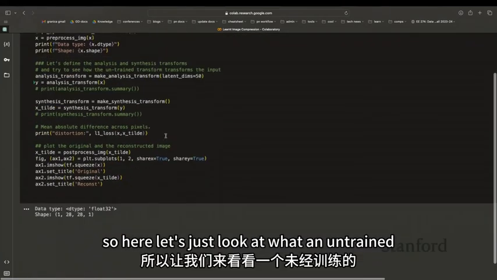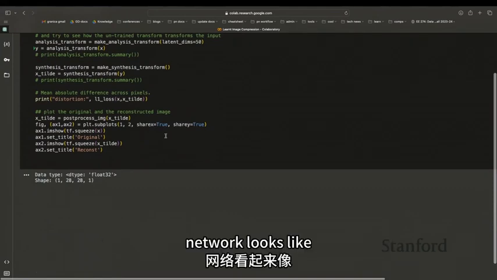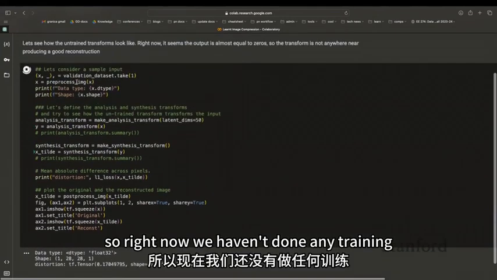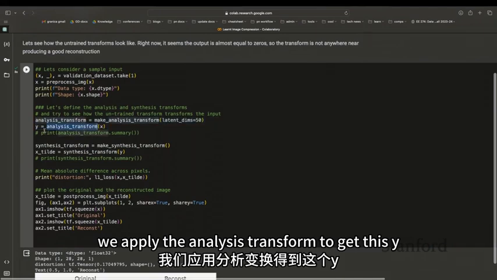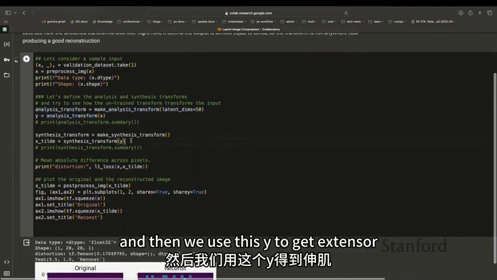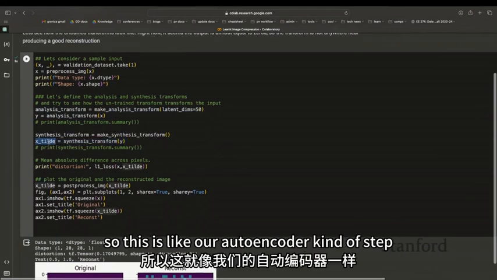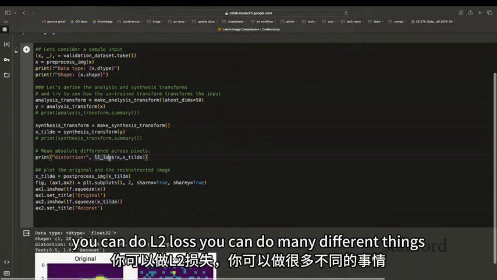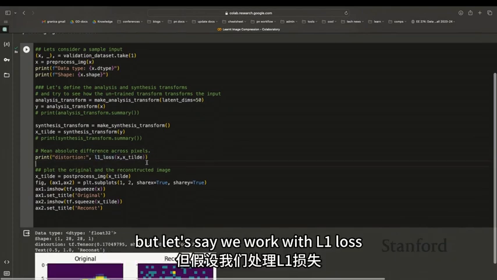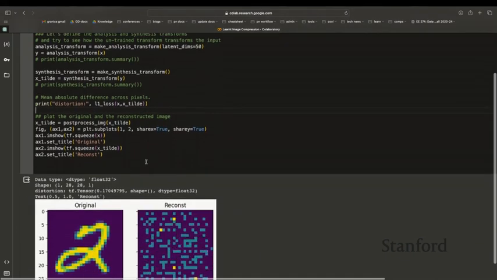Okay, so here let's just look at what an untrained network looks like. Right now we haven't done any training, we just pre-process the image. We apply the analysis transform to get this Y, and then we use this Y to get X tilde. So this is our autoencoder kind of step. And then we optimize for L1 loss; you can do L2 loss, you can do many different things. That's not the point of this lecture, but let's say we work with L1 loss.